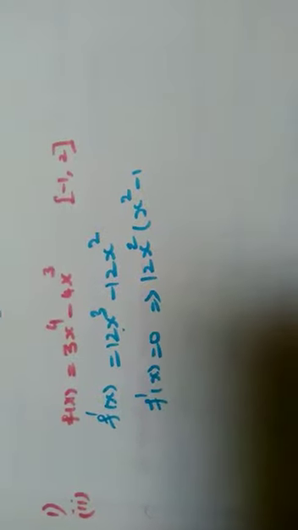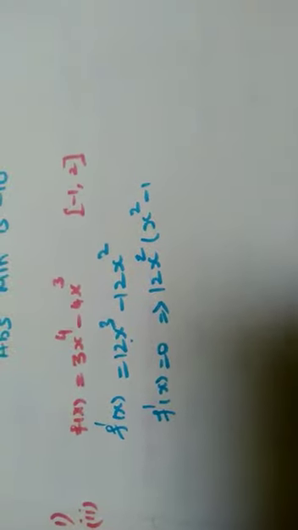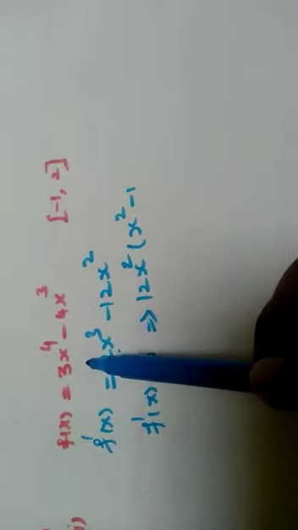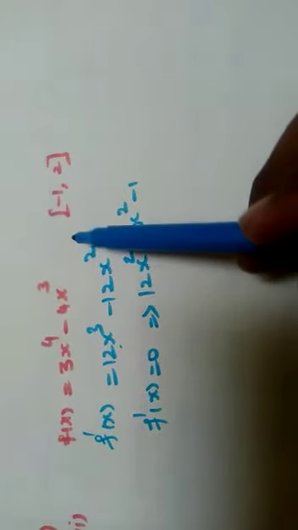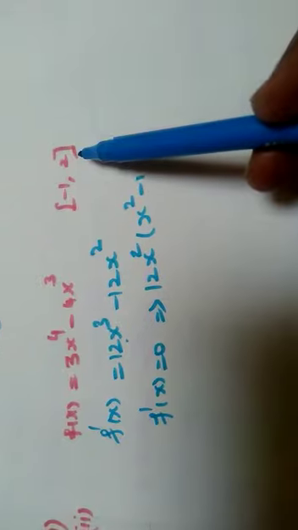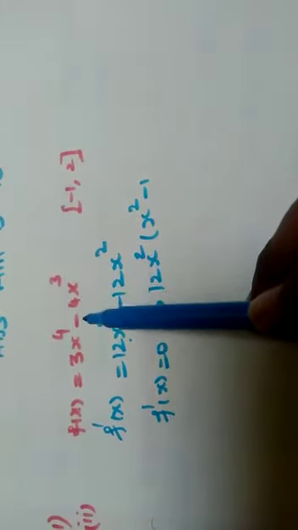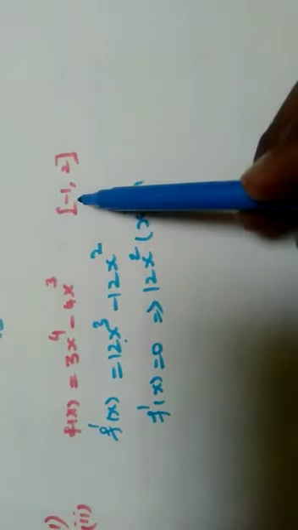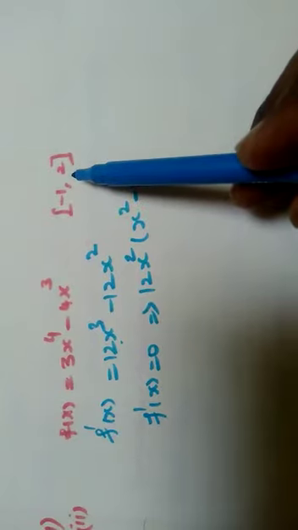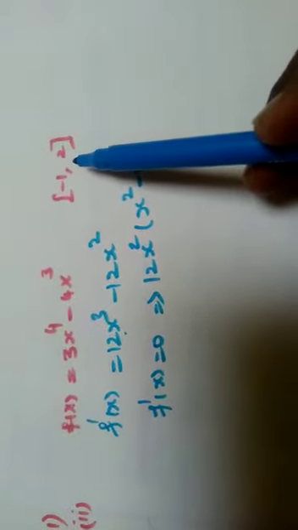Exercise 7.6, first one, second subdivision. f(x) = 3x^4 - 4x^3, interval is [-1, 2]. From this we are going to find the absolute maximum and absolute minimum.